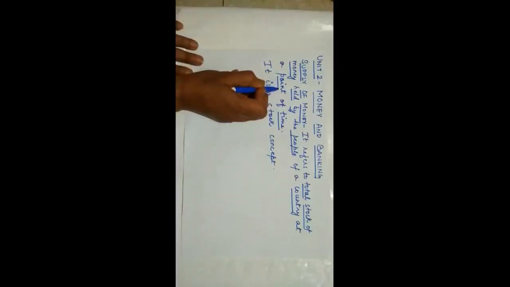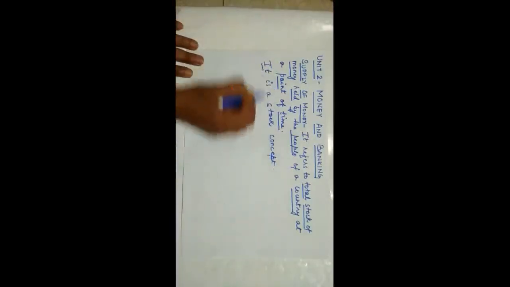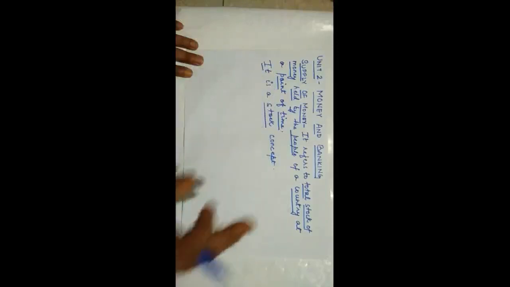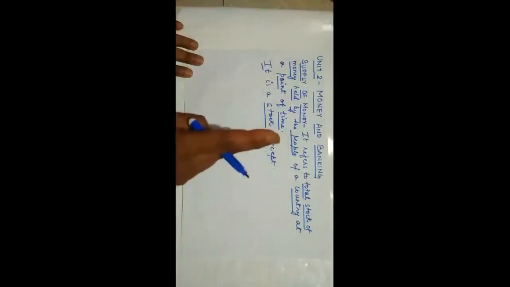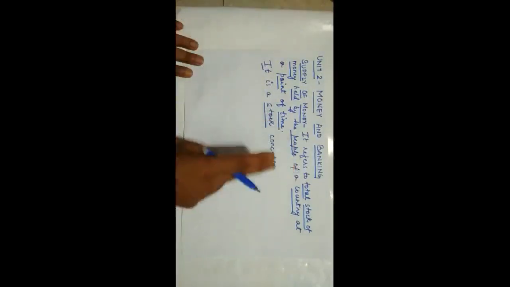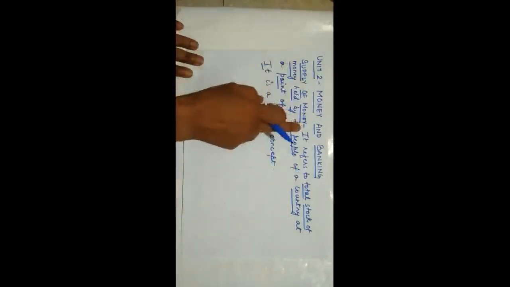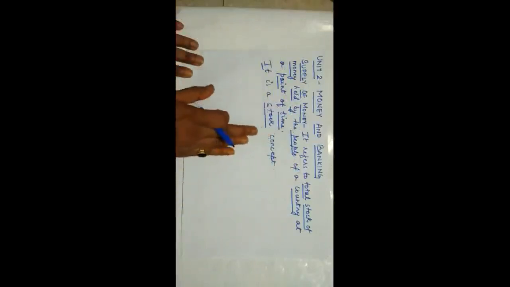Since it is at a point of time, we can say it is a stock concept. We know the difference between flow and stock. Stock refers to those variables at a point of time. Therefore, supply of money or money supply is a stock concept.